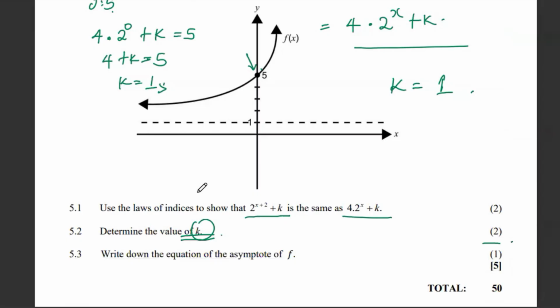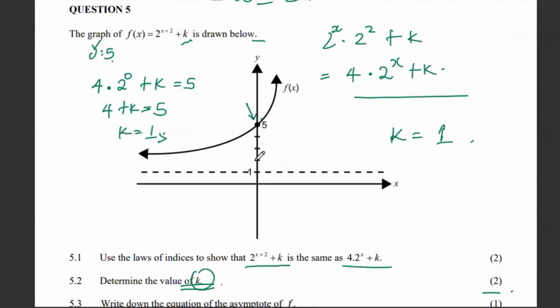Then I write down the equation of the asymptote. The asymptote is the same value of k, so y is equal to 1. So that is how we write that out.